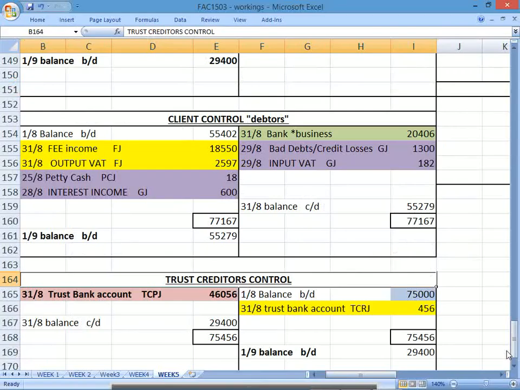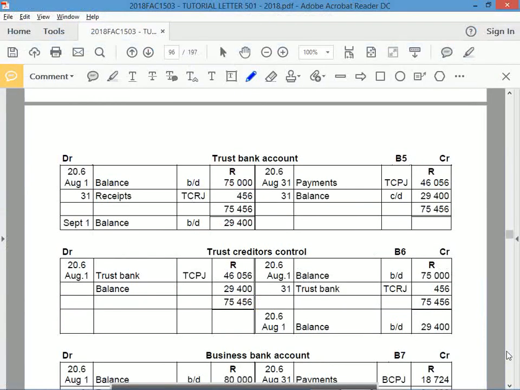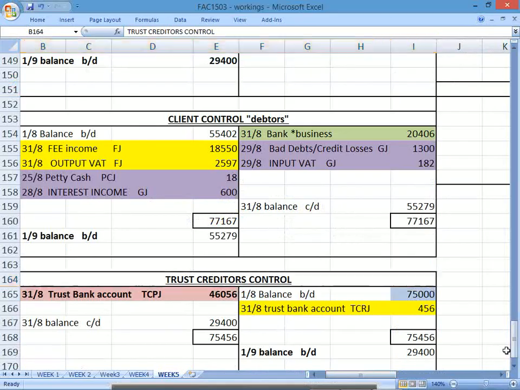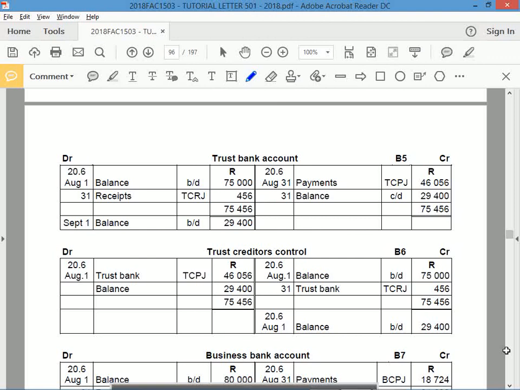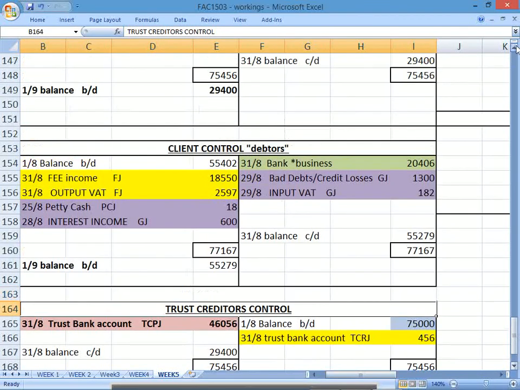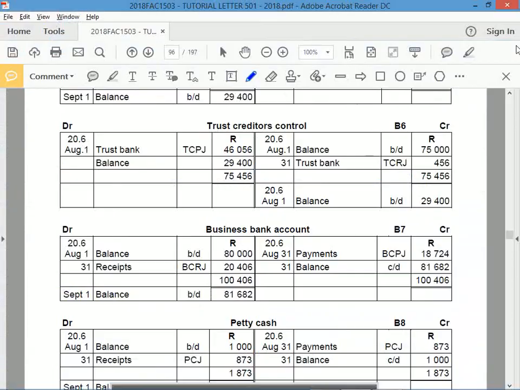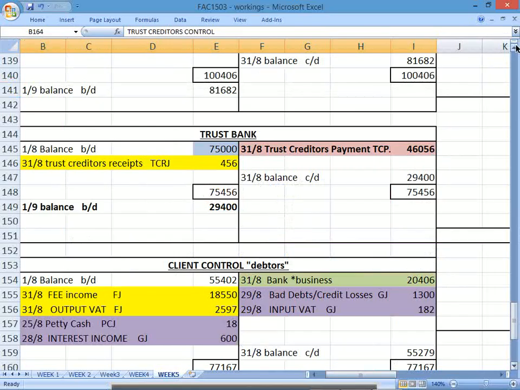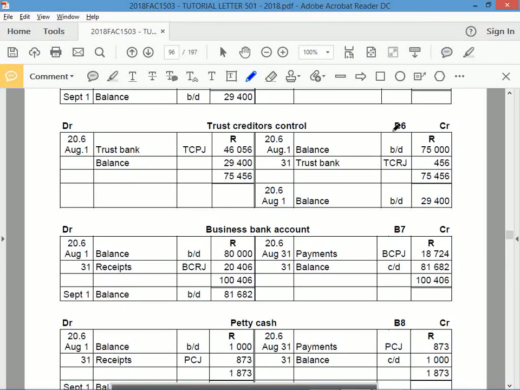Client control. Perfect. Trust bank account, 29,400. That's good. Trust creditors, that's also good. You can see it's exactly the same. Must be. And then the business bank account, was the balance right? Let's check. What is our balance? 81,682. Perfect, that's it. And they've even given you all the other T accounts, so if you want to, you could even go and look at some of those other ones as well.